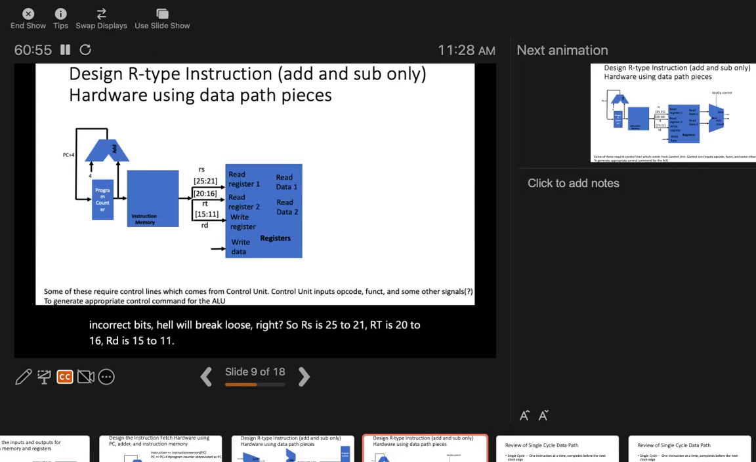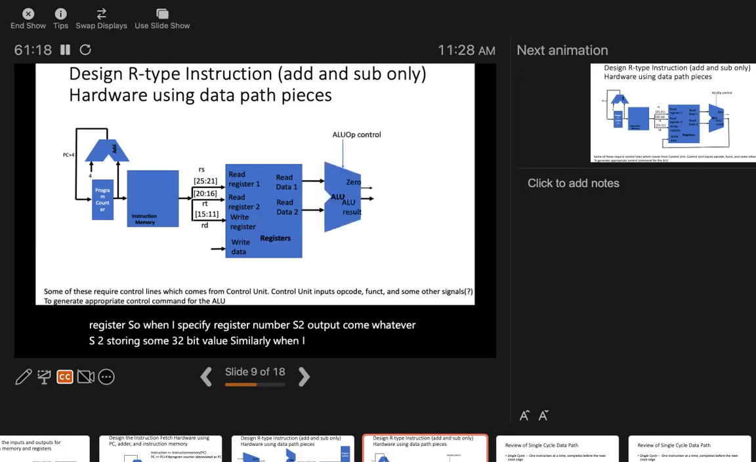Now this is how I'm going to wire it. RS goes into register 1, so I'm specifying which register I want to read. Whatever I specify, out will come the data residing at that register. So when I specify register number S2, out will come whatever S2 is storing, some 32-bit value. Similarly, when I specify RT, out will come data 2. Read data 1 and read data 2 will be fed to the ALU to perform S2 plus S3, right?